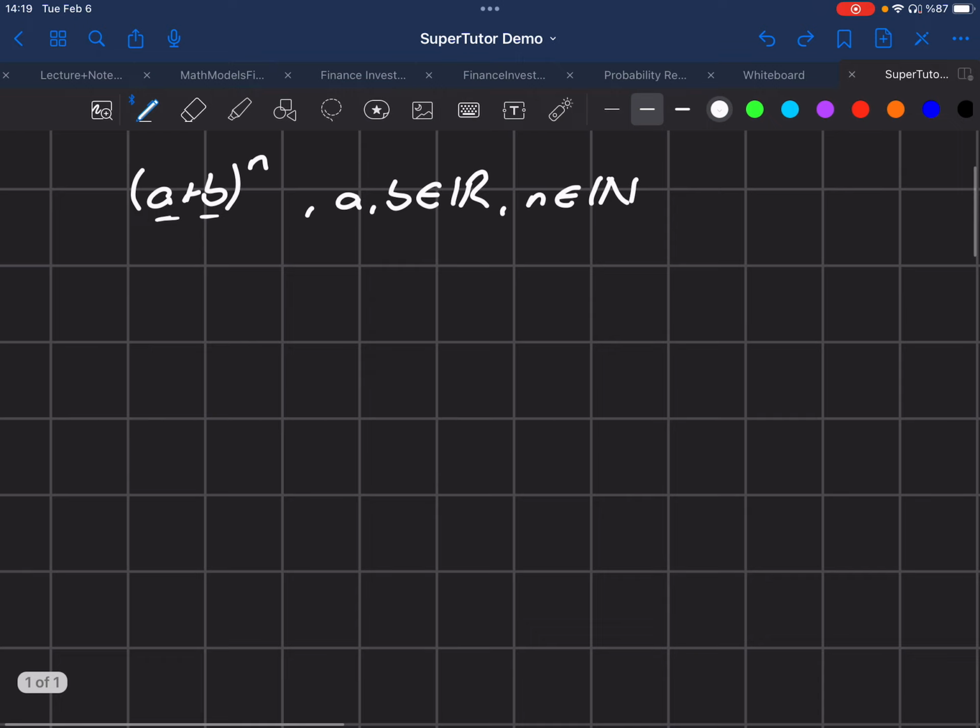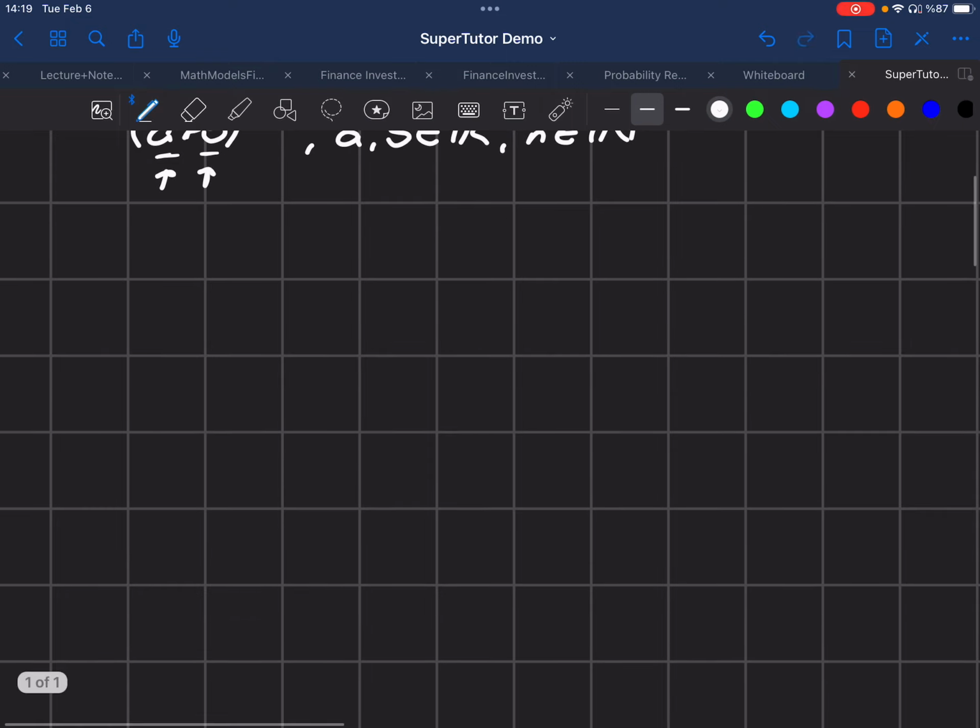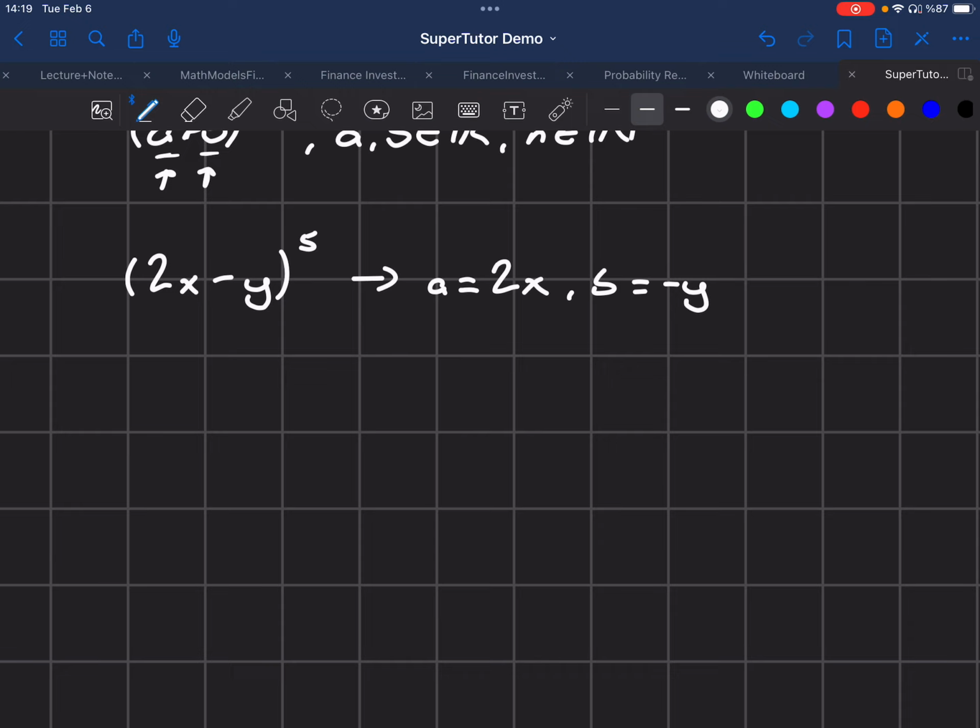What we have to realize is if we have a negative term, the negative term as a whole has to be included in one of the terms, a or b. For example, if I am to write (2x - y)^5, in this case, our terms are 2x and negative y. I think this is the most important pitfall that most students fall into.